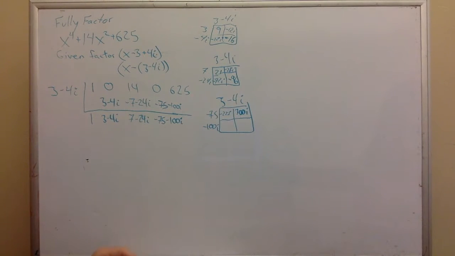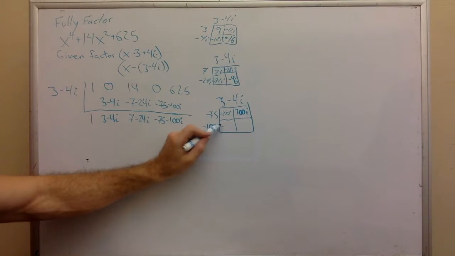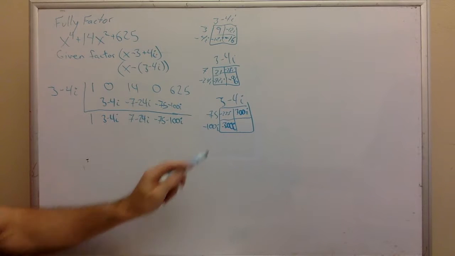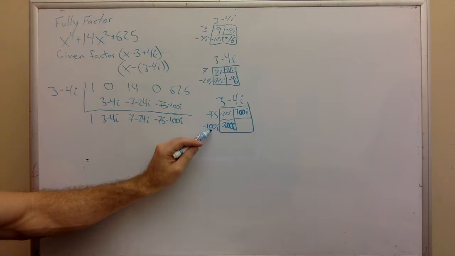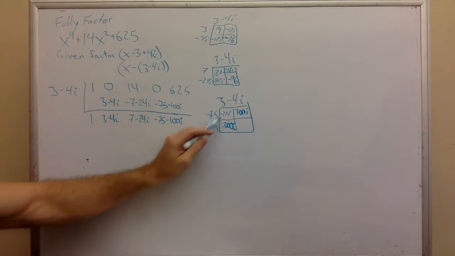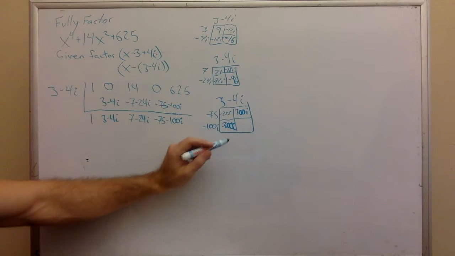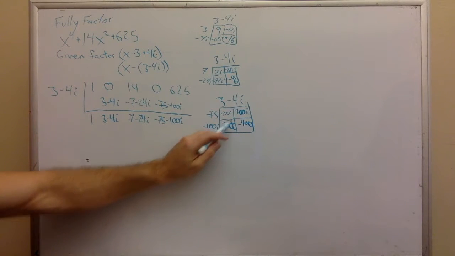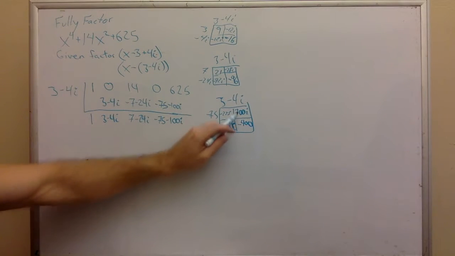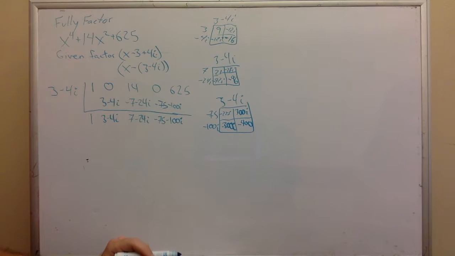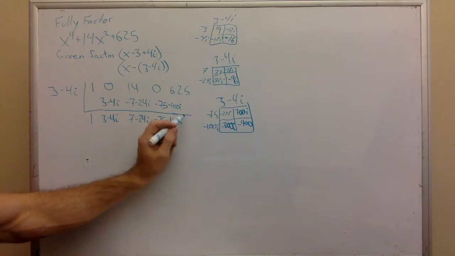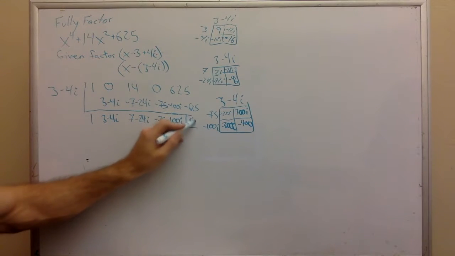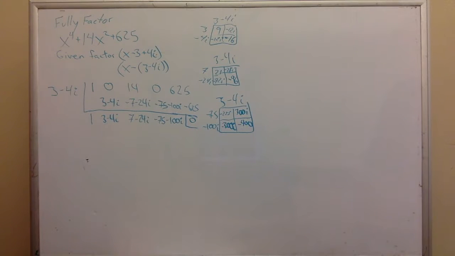And here I have negative 300i. And then here I have positive 400i squared, or negative 400. Notice my i terms, my imaginary parts, cancel. So I have 0 for my imaginary part, and then this is negative 625. And that's good because we should be getting a 0 here because we said this was a factor. Good.